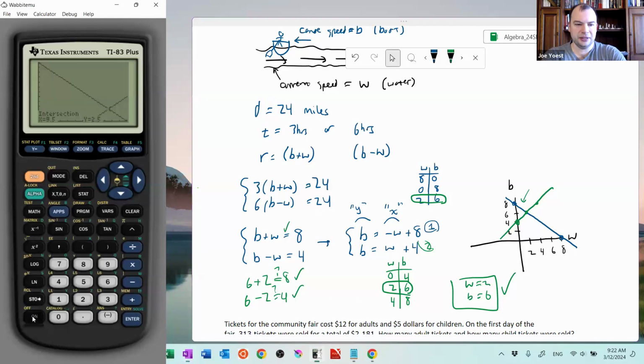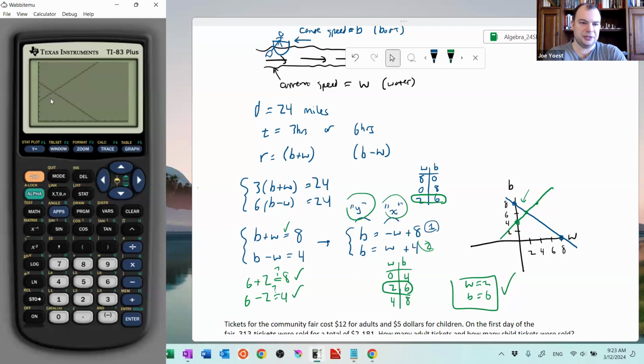If I wanted to use the calculator, once I got things into y equals some stuff with x, my first equation is negative x plus 8. My second equation is x plus 4. The window that I'll use, 0 to 12 on both, should work again. That's good enough.